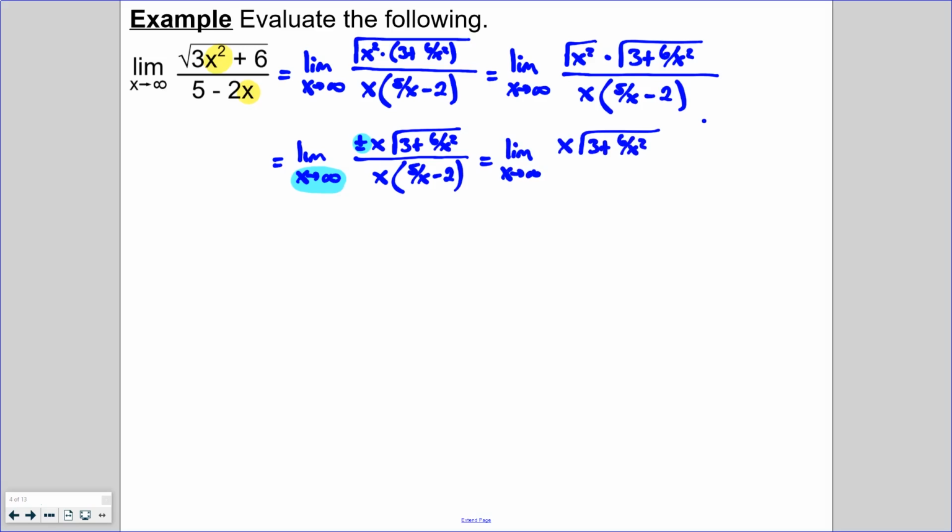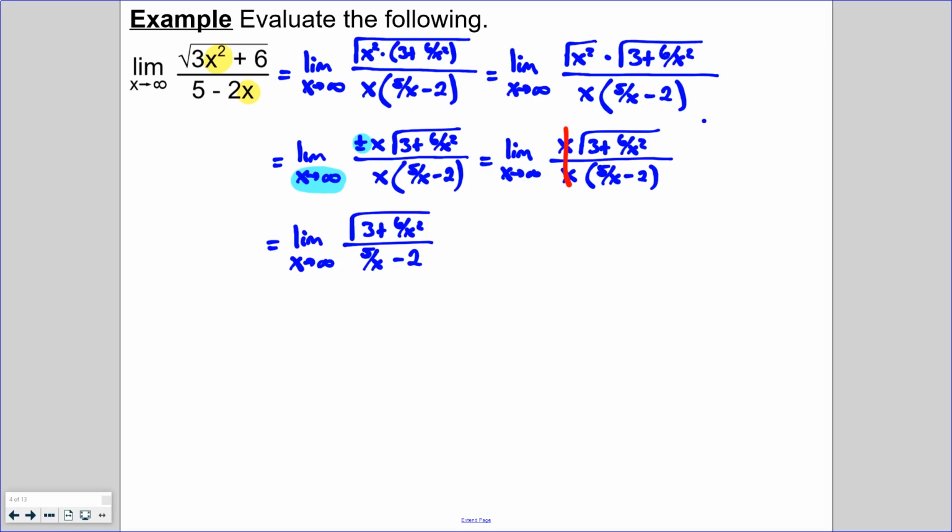over x squared all over x times 5 over x minus 2. And we can see we have a factor of x in the numerator and a factor of x in the denominator, so those will cancel out, leaving us with the limit as x approaches infinity of the square root of 3 plus 6 over x squared all over 5 over x minus 2.